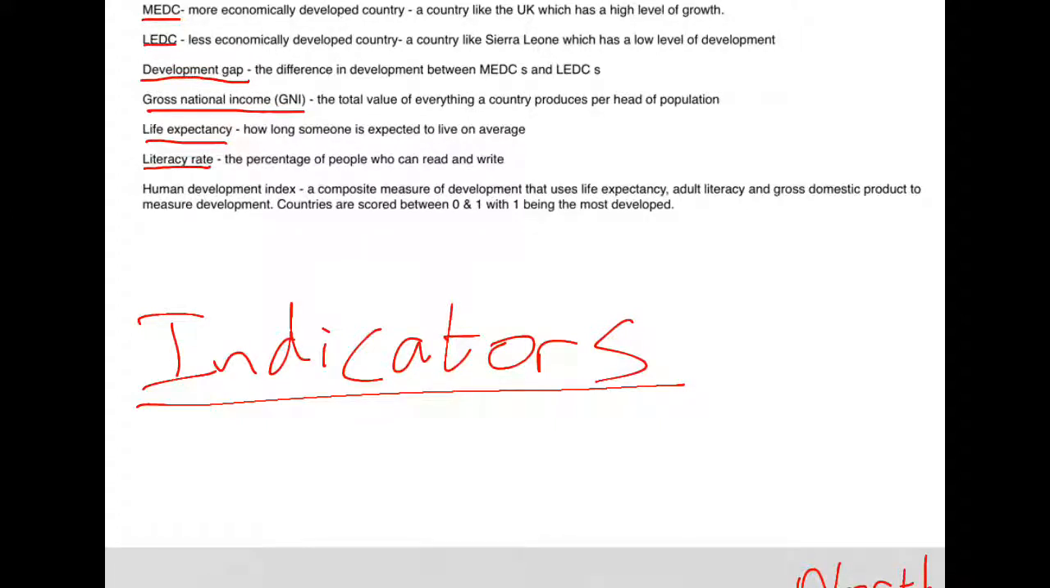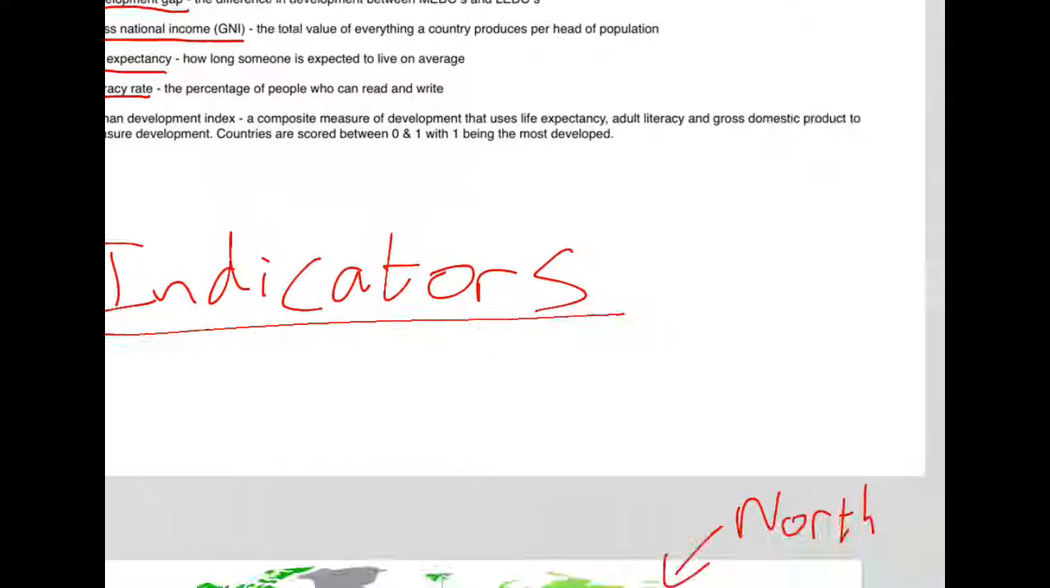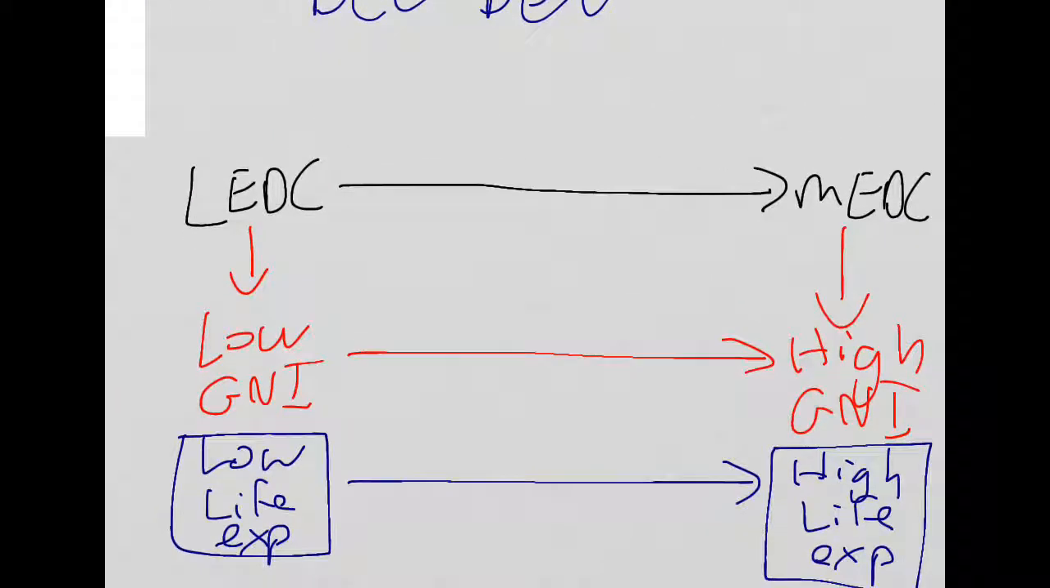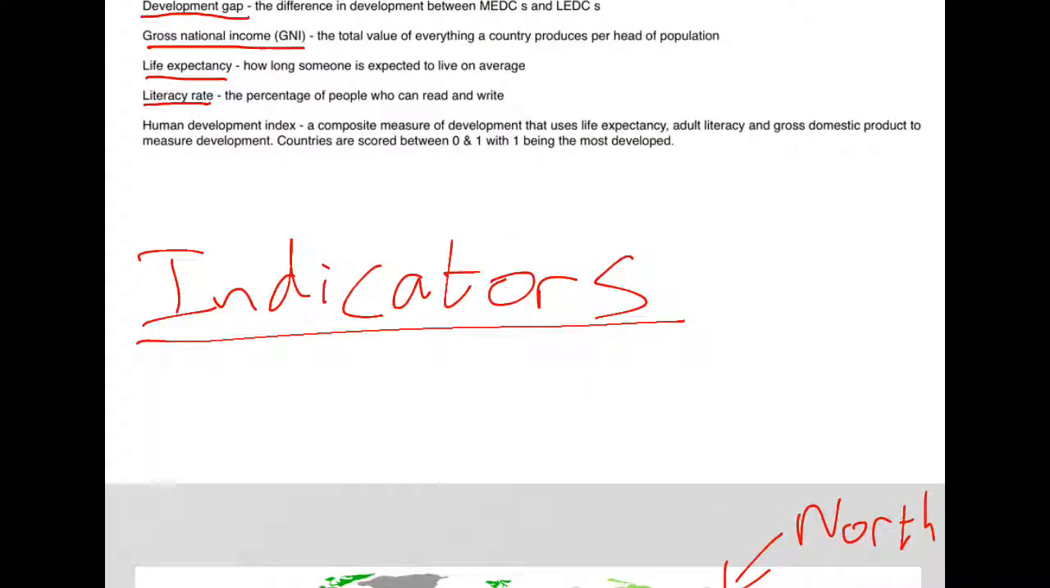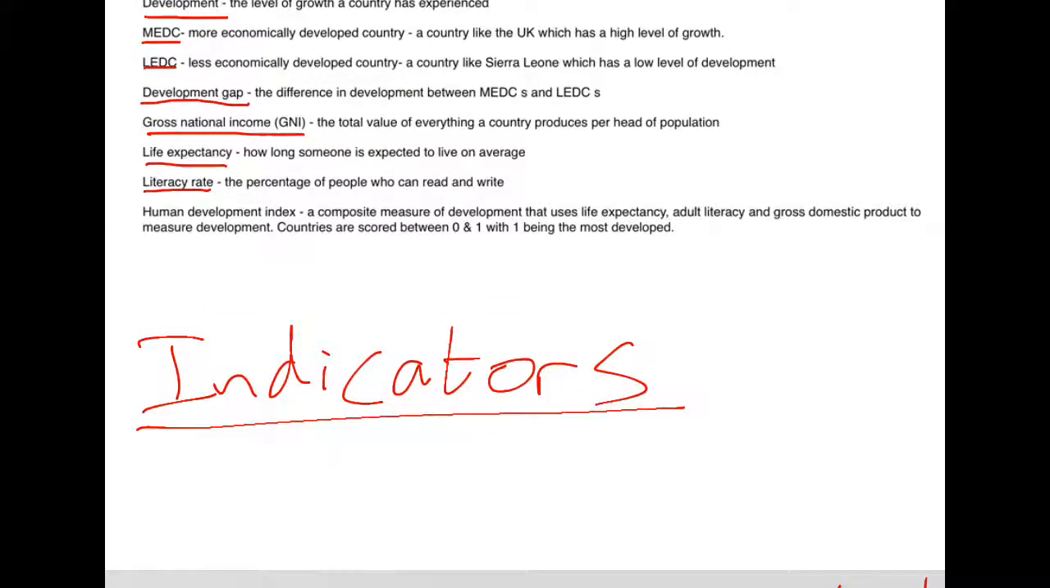A couple of the other indicators, literacy rate. Again, this is an indication of the amount of money that's spent in education, but basically means the percentage of people who can read and write. Again, if we come down to our example, literacy rate will be low in the poorest LEDCs, very high in the MEDCs, and again changes as we move along our continuum. Those indicators are all individual indicators.